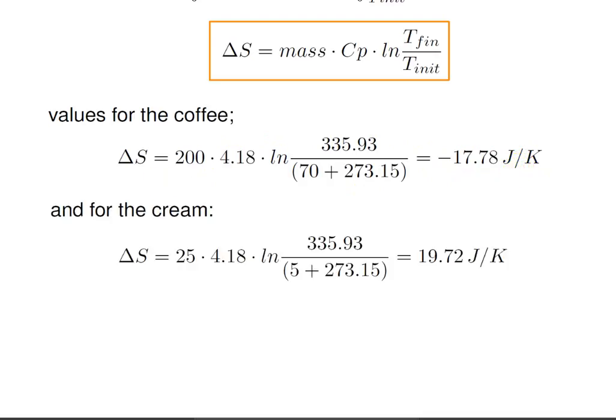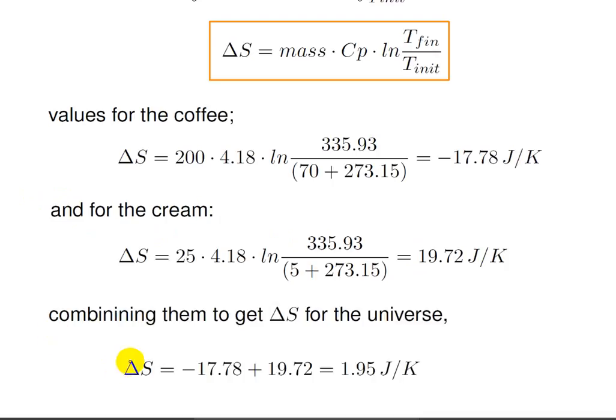Now let's look at the cream. For the cream, we have 25 grams, the same heat capacity, the same final temperature, but then the initial temperature was 5, and so that's a much greater difference. And it turns out, even though we've got much less volume, we're going to get a slightly greater delta S in joules per K, so that's going to go up. And finally, we need the total, and the total is nothing more than the sum, so the delta S of the universe is going to be minus 17.78 plus 19.72, or 1.95 joules per Kelvin.